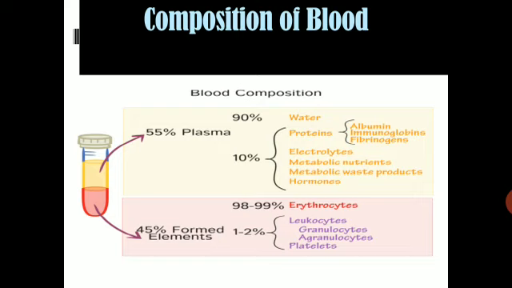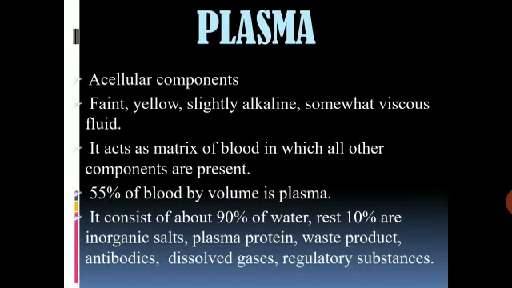Let's see it in a little detail. First thing is plasma. As I have already told you, it is the acellular component, that means it is not composed of cells. Plasma appears faint yellow in color, slightly alkaline and somewhat viscous. Though plasma is 90% water, because of dissolved plasma proteins and other substances, it becomes a little more viscous than water. So the viscosity of plasma comes from its dissolved substances.